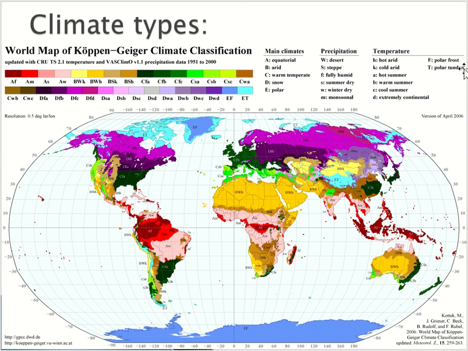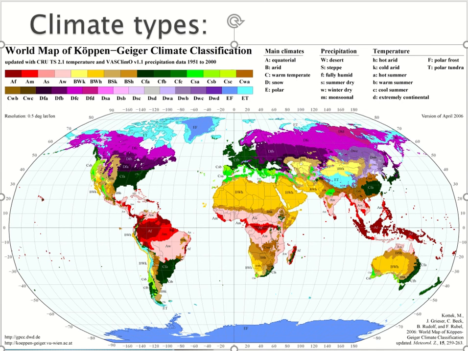And then there are two other modifiers for polar, describing areas that are under year-round ice cover, this being polar frost, and areas that would be ice-free during at least some portion of the year.